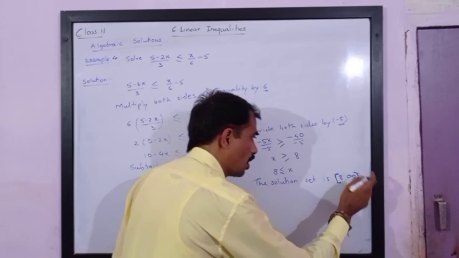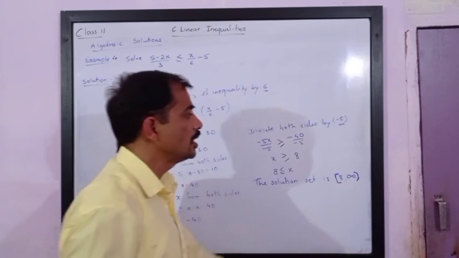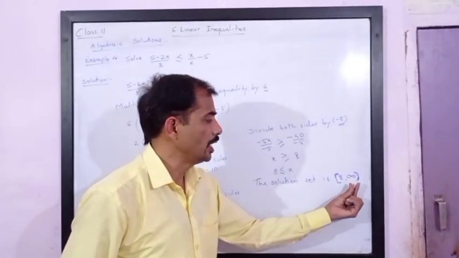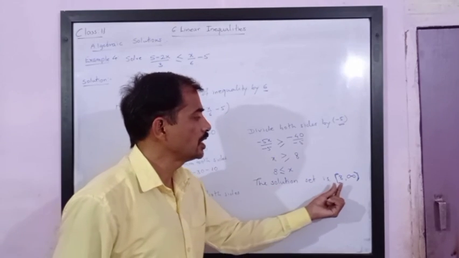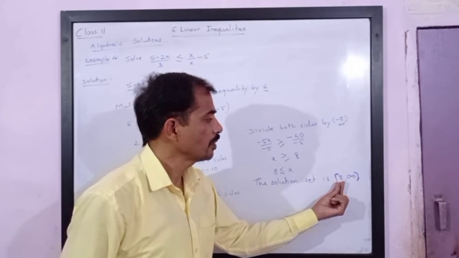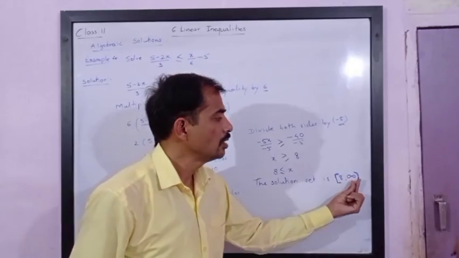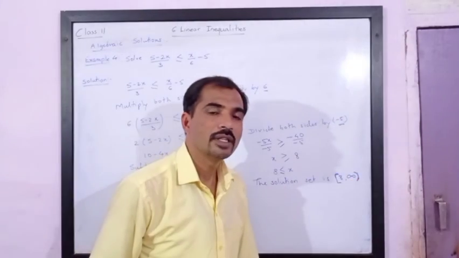Please try to understand this round bracket. Round bracket means this infinity is not included. So the solution set is close bracket 8, open bracket infinity.